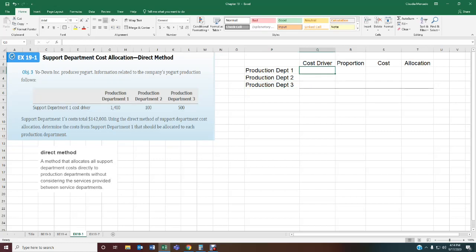Okay, and we have this support department cost driver that is provided here: 1,400, 100, and 500 for each respective department. So we're going to get those drivers, bring them in there, and get our total.